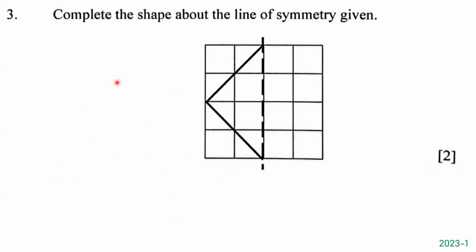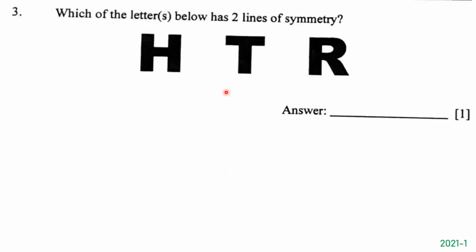So here we have this question. It says complete the shape about the line of symmetry given. Here we have this shape, and this line right here in the middle is the line of symmetry. And so we need to complete the shape so that this line right here would be the line of symmetry. And if we do that, we'd have this shape here, and that's how we complete the image such that this line would be the line of symmetry. And indeed, this line is the line of symmetry because one side is identical to the other side. Okay, let's move on to the next question.